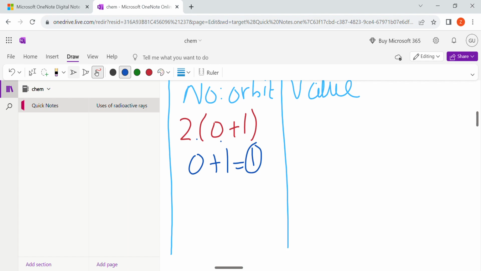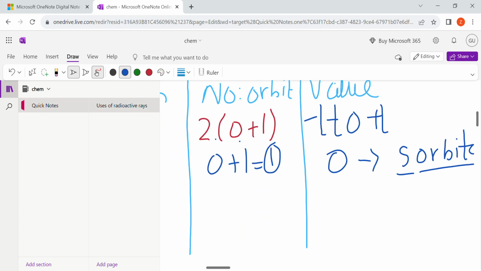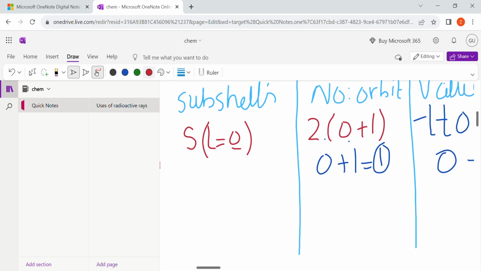Then let me just tell you that to find the values of the orbitals, we have -l to +l, okay? For now, just leave it at zero, we will get this concept later. So the value of s subshell is 0 and this is named as s orbital. You must be thinking this s is a name of subshell as well and s is a name of orbital as well, but yes, this is true, we have the same name.